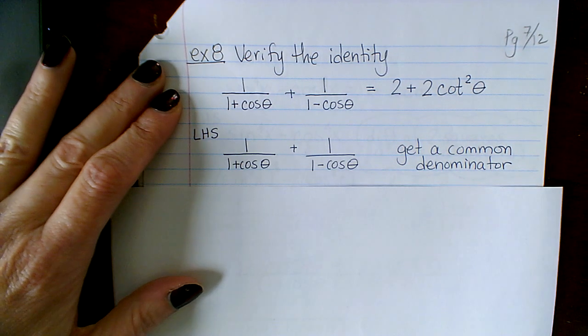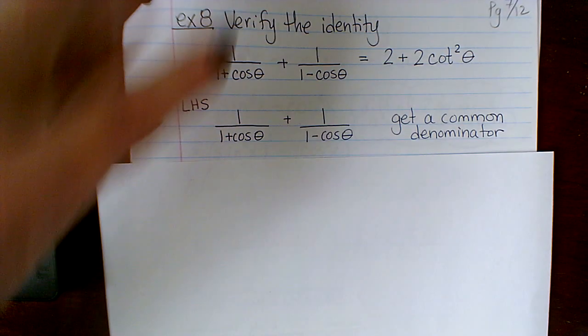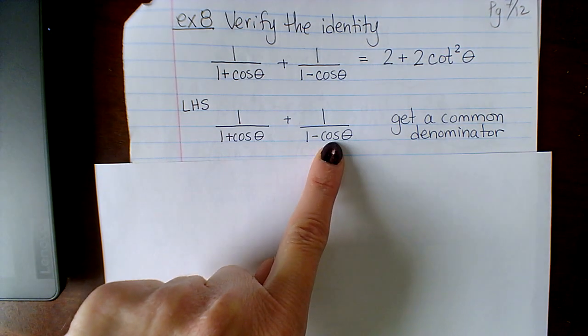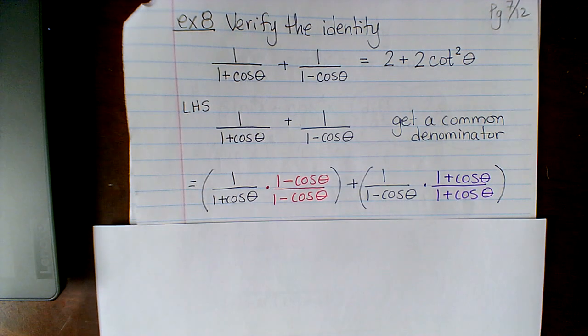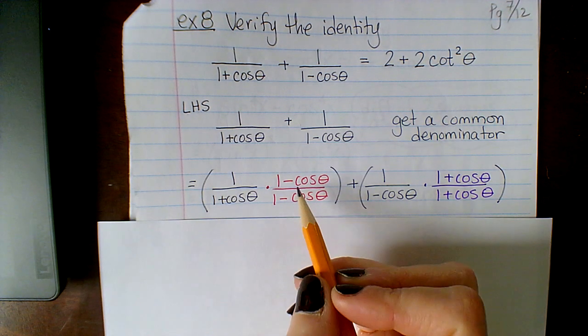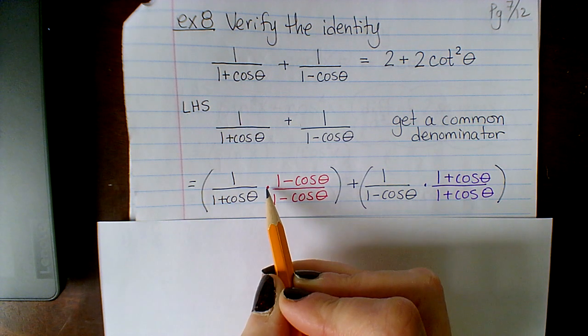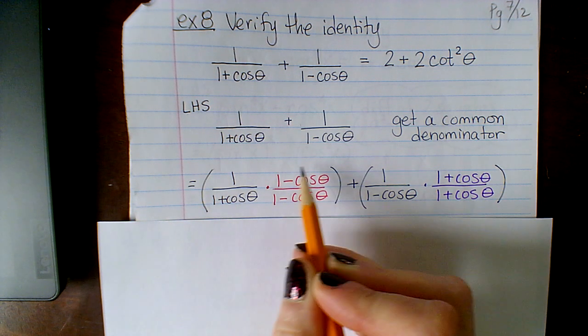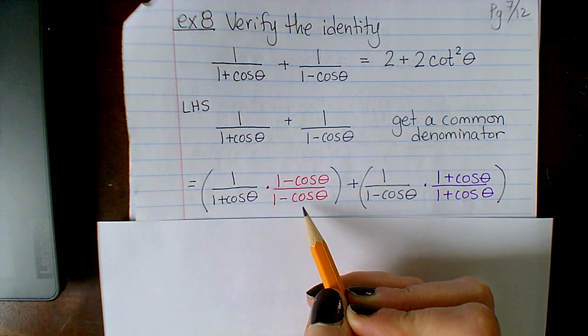Because we have two fractions and we want to combine them, we're going to need to get a common denominator. That common denominator is just going to be the product of those two denominators. So I'm going to multiply this fraction by this denominator over itself and this fraction by the other denominator over itself. Make sure you multiply by that thing over itself because that's 1. You want to make sure when you multiply by something, you're multiplying by 1 because multiplying by 1 does not change the value of the fraction. It just makes it look different.